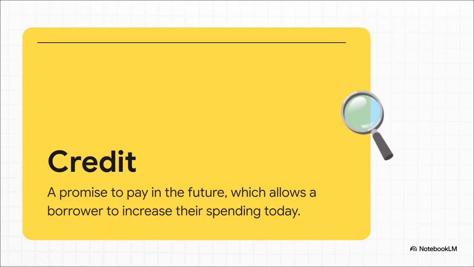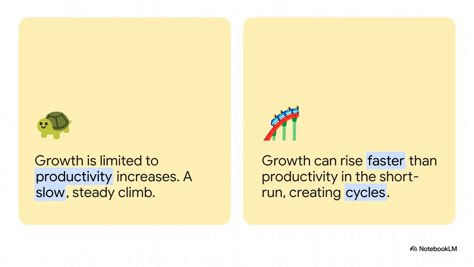So, what even is credit? Well, it's just a promise to pay later. That's all. It lets you borrow from your future self so you can spend more today. And the second that credit is created, something else is created too: debt. It's an asset for the person who lent the money, but it's a liability for the person who borrowed it. And this right here is why credit is such a game changer.